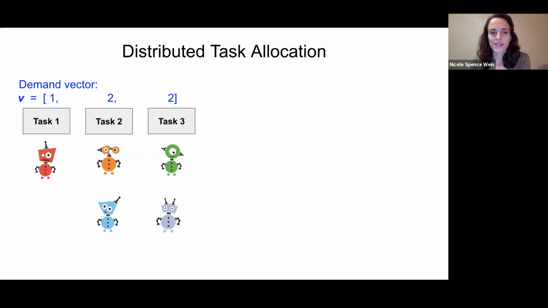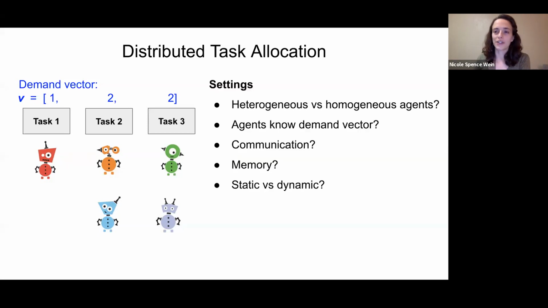Now this problem has been studied in a variety of different settings. So for example, you could imagine that the agents could be heterogeneous or homogeneous, meaning that the agents could have unique IDs, or the agents could all be the same and they could all be running identical algorithms. Additionally, the agents could be assumed to know the entire demand vector, or maybe just part of it. Also, there's the factor of whether the agents are allowed to communicate with each other, and if so, how.